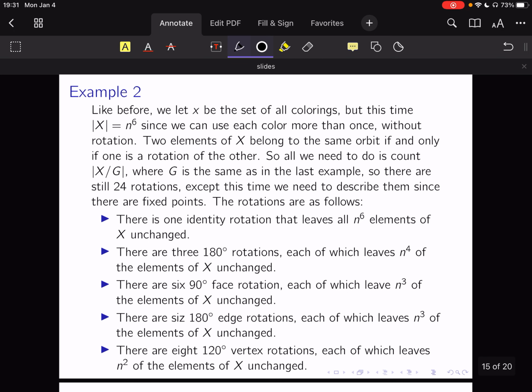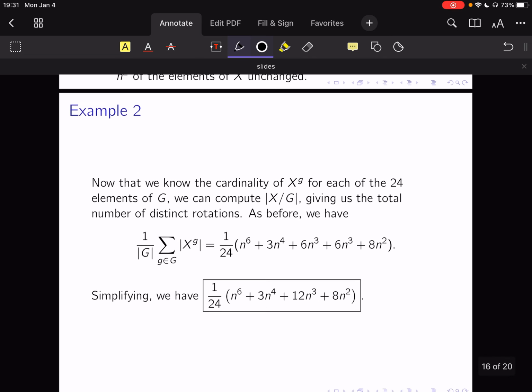So this is just the typed up solution. It does take 2 slides because we have to list out all the fixed points.